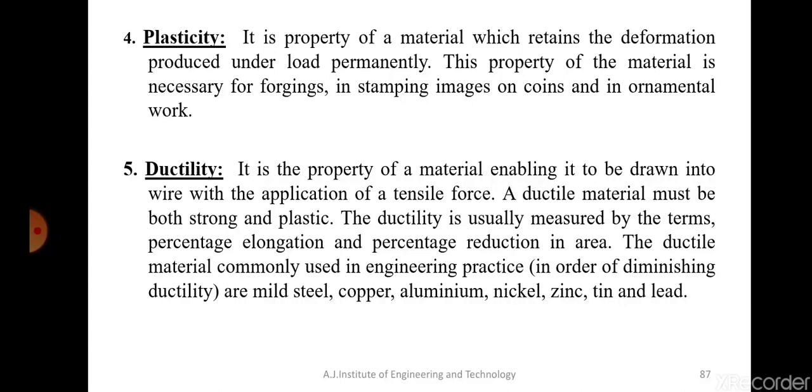A ductile material must be strong as well as plastic. It should be strong and it should be plastic, both properties. It should not cut, and the deformation should be permanent. Ductility is usually measured in terms of percentage elongation in length as well as reduction in area. The ductile materials commonly used in engineering applications are mild steel, copper, aluminium, zinc, etc. So I have already mentioned all of these things. The ability of the material to be drawn into wire is called ductility.